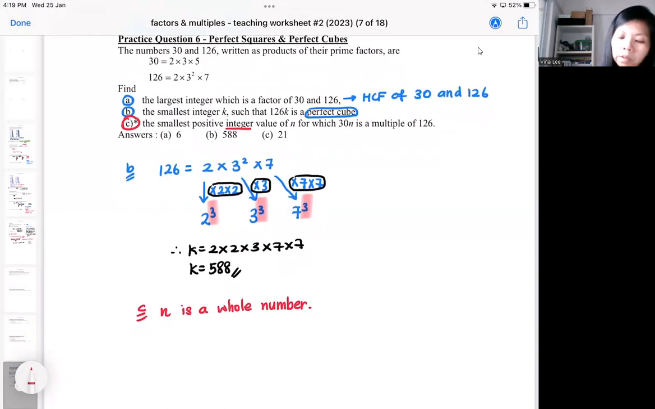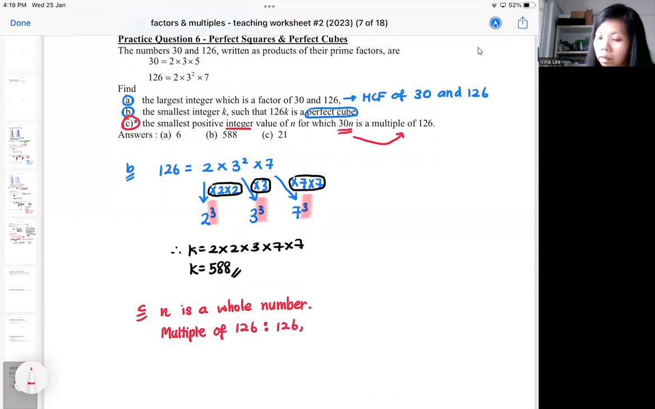And then the question says that 30n is a multiple of 126. So you think about the multiples of 126. What do we mean by multiple of 126? It can be 126. It can be 252. It can be 378. It can be 504. So there are so many multiples.